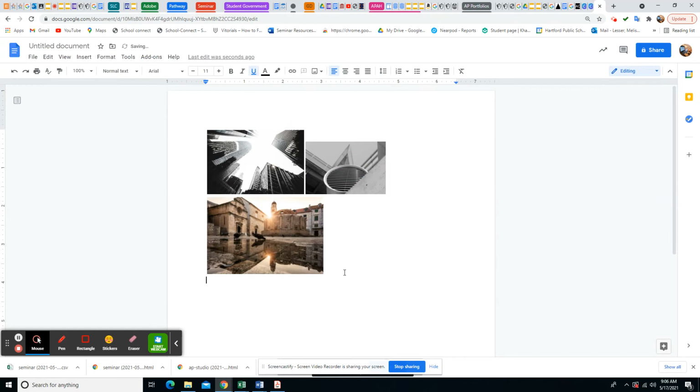So my first idea for this week's projects, I'll just put photos, is to take a picture or take some pictures looking up at buildings downtown and change them to black and white.